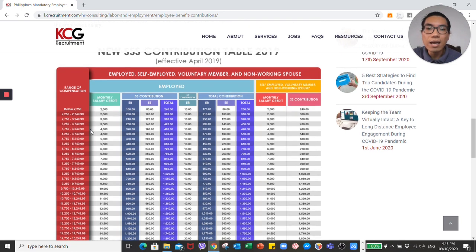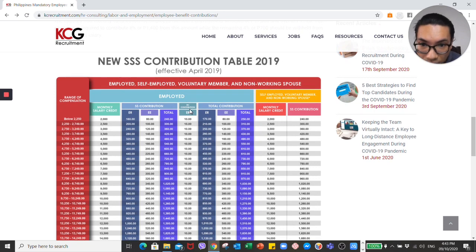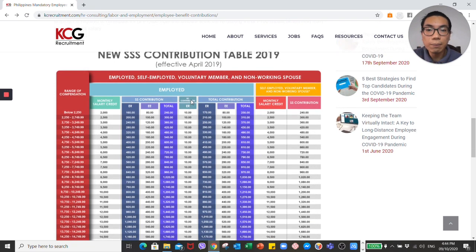So normally, for the SSS contribution, it is being shared by the employee and the employer. ER represents the employer, EE represents the employee. And then, ano pa ba mga keyword natin dito? Yung EC contribution natin, ito yung mga contribution lang ng employer natin, na related siya sa pasahod or salary ng mismong employer. Usually applicable to sa mga owners ng companies. Siyempre, yan yung contribution nila for their own salary.